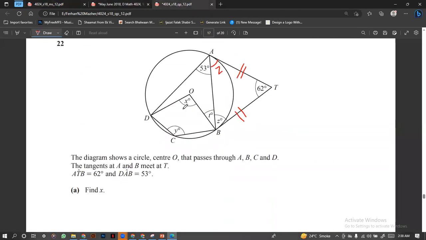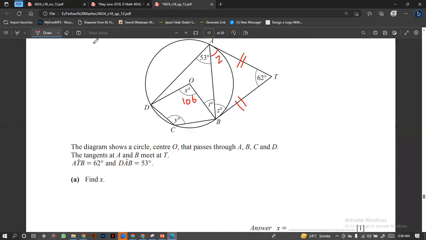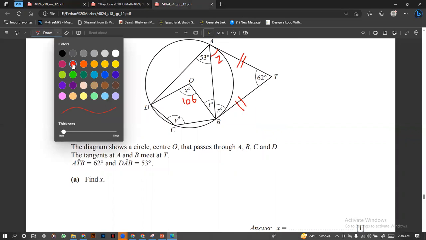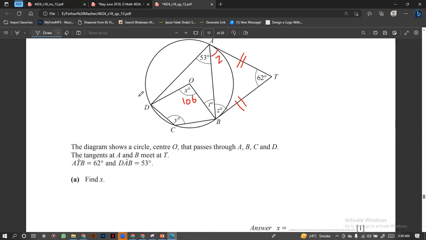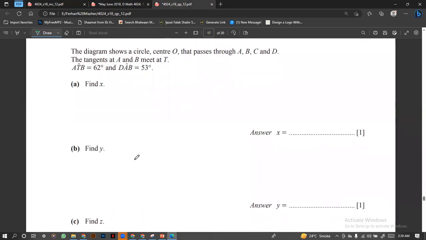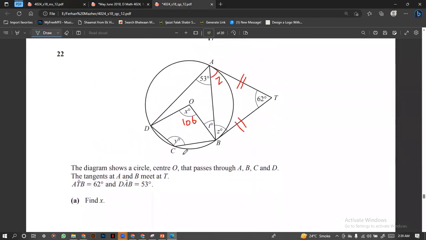So the X is 106. Okay. Then let me change the color. Then it says find the value of the y. So look at the y.